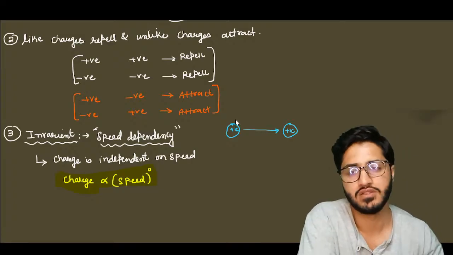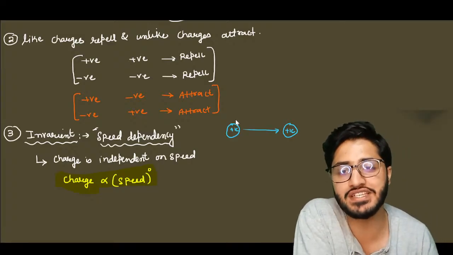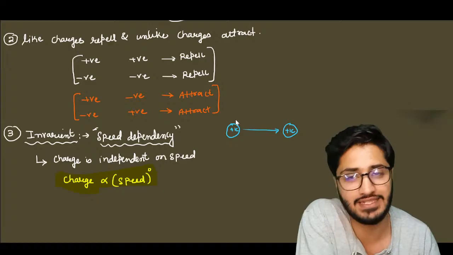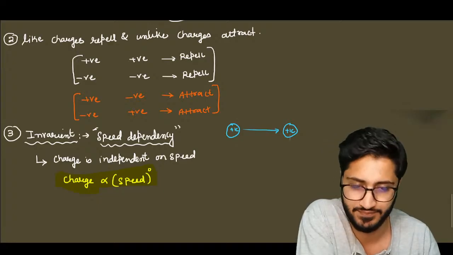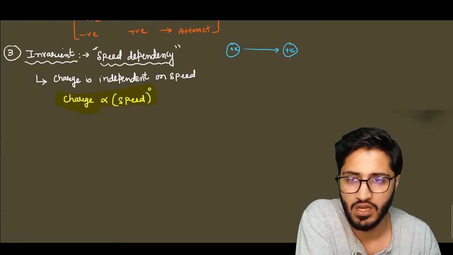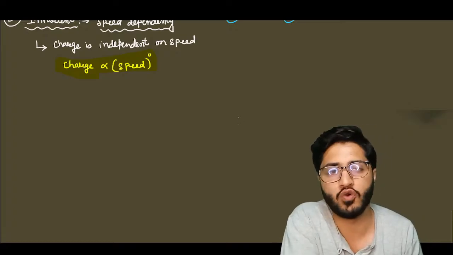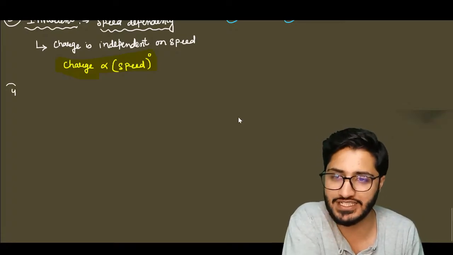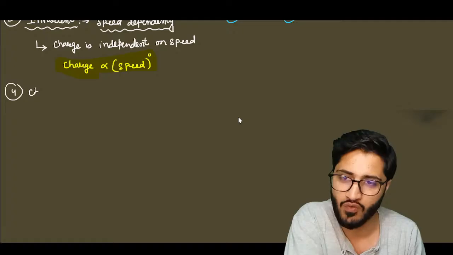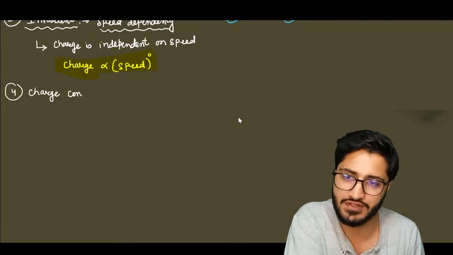Okay, now. So the third property is speed dependency. Sorry, charge doesn't depend on the speed. And what is the fourth property? So the fourth property is what, beta? Charge conservation. What we have here? We have charge conservation.